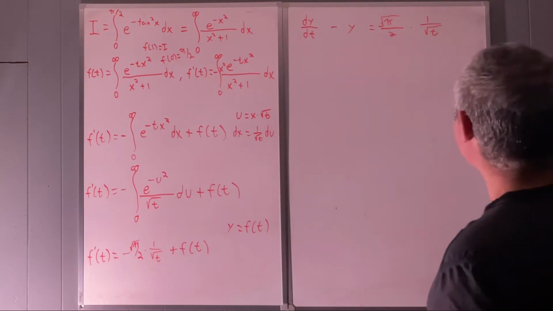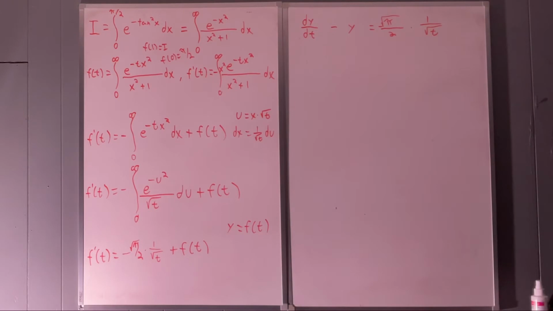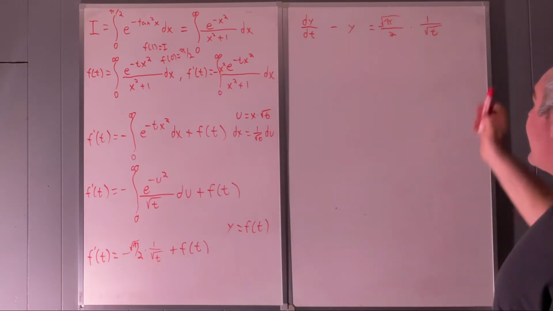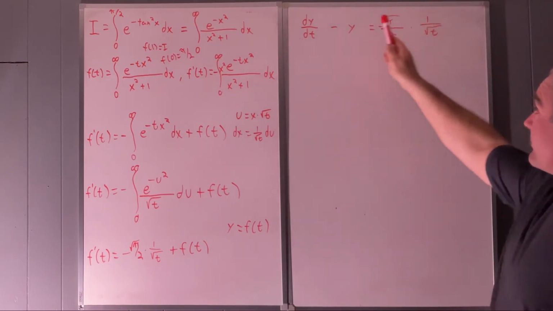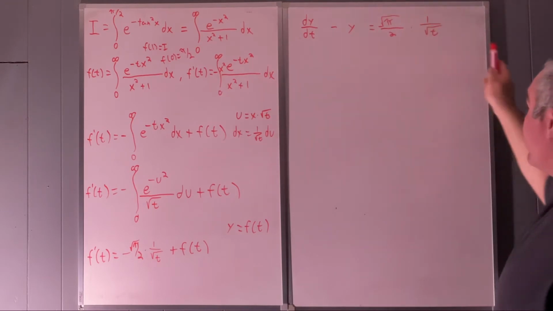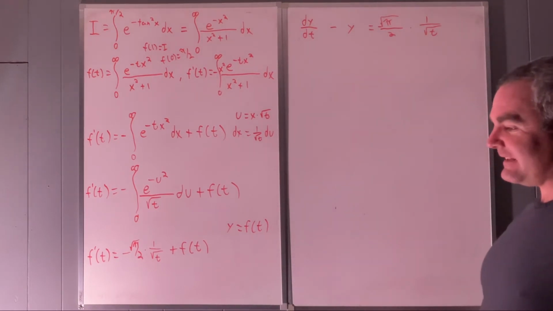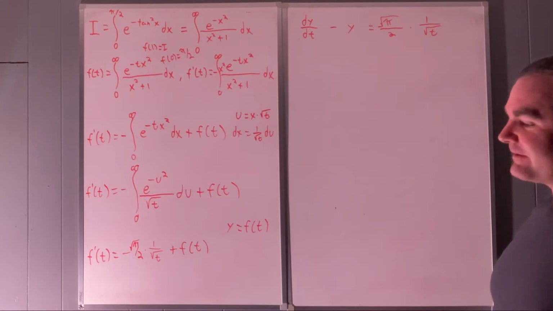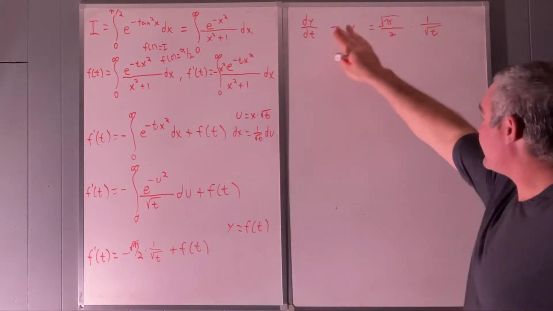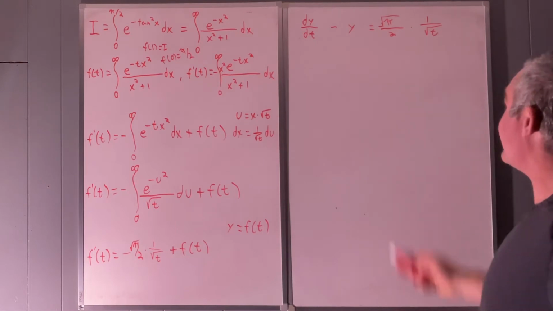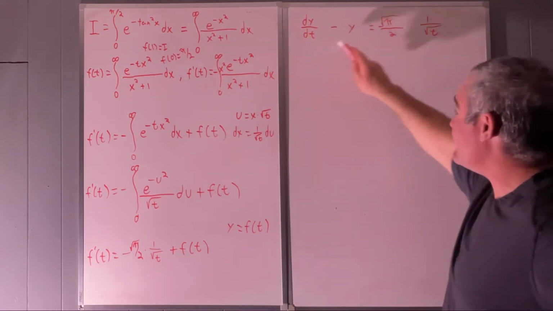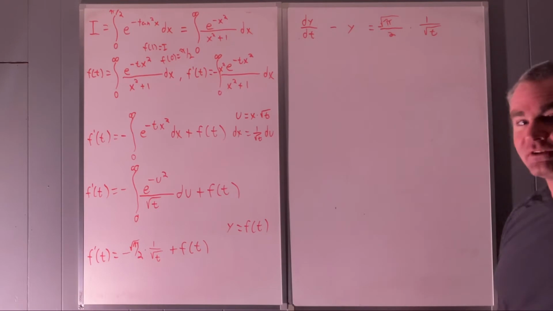Okay, now what? Now we're going to borrow a tool from differential equations, which is called finding an integrating factor. There are formulas for it when you have first order linear differential equations, which this is a member of. Basically, the idea is to find some function of t that you can multiply both sides of the equation by, so that on the left-hand side, you will end up with the result of a product rule.